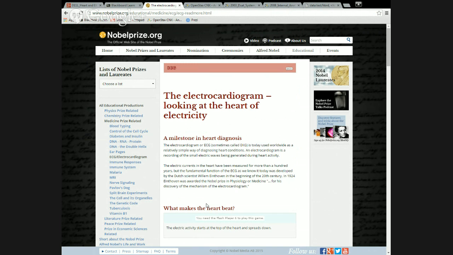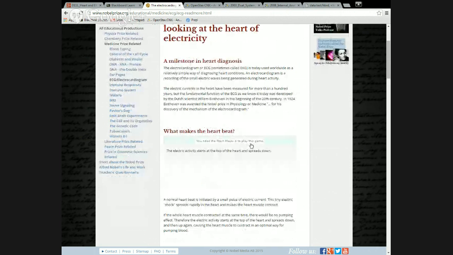It's a little unfortunate. This little thing here says that Flash Player 6 is required. I have Flash Player 6 installed on this computer. It's updated. I just did it last week, but I'm still getting this error message, which is annoying because what's supposed to be here is an animation showing the conduction pathway. We'll see basically what that animation is a little later, but it's unfortunate it doesn't show up here.